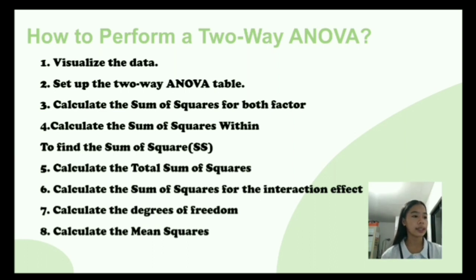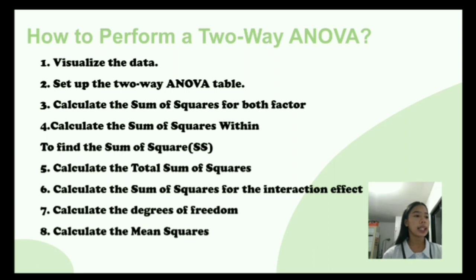Third, calculate the sum of squares for both factors. The first step toward calculating the sum of squares, the first column in the two-way ANOVA table, is to find the means for each factor and the total mean. To do this, add up the values of the response variable for one factor and divide by the number of observations within that factor. Repeat this process for the other factor. To find the total mean, add the response variable values and divide by the total number of observations.